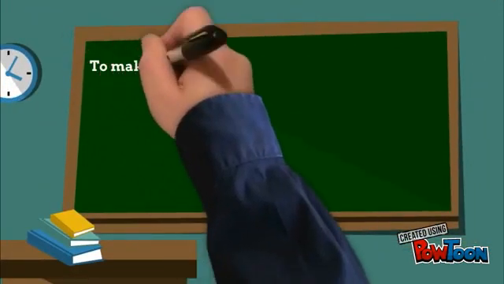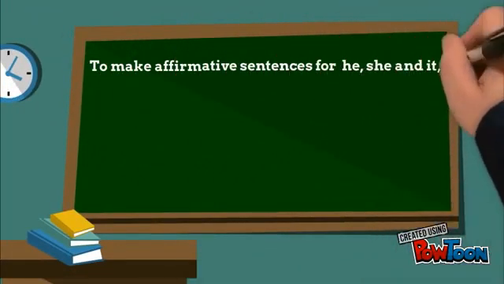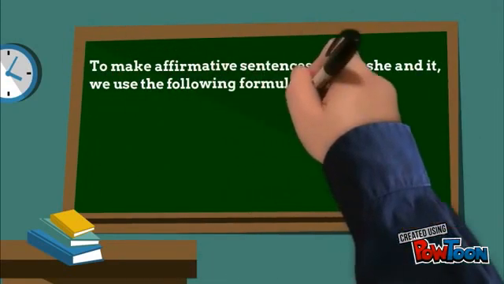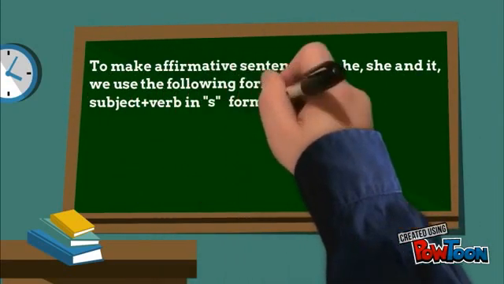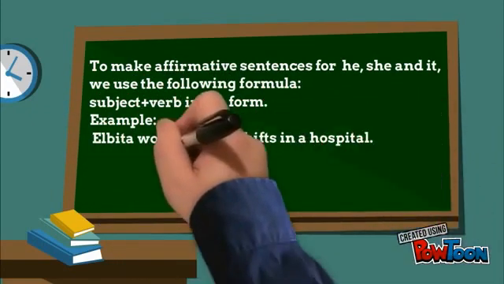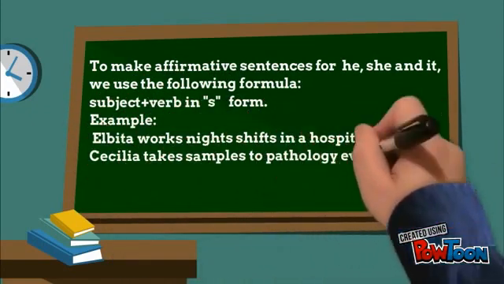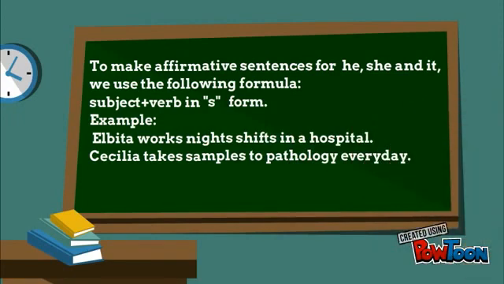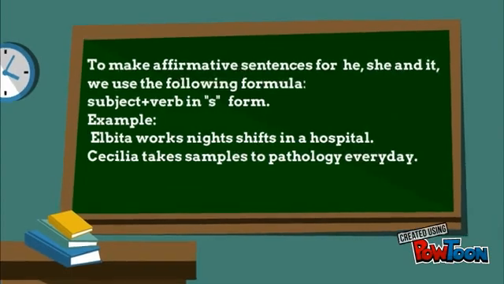To make affirmative sentences for he, she, and it, we use the following formula. Subject plus verb in S form. Example: Albita works night shifts in a hospital. Cecilia takes samples to pathology every day.